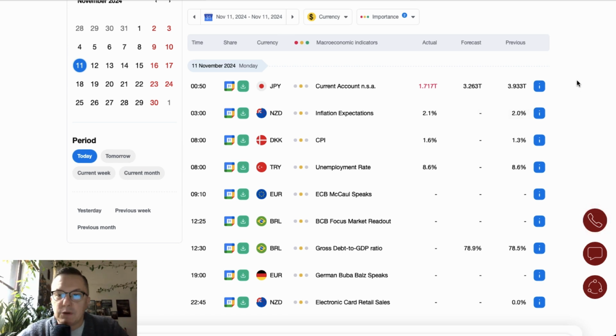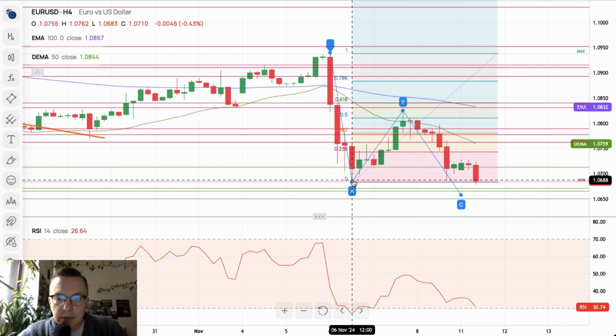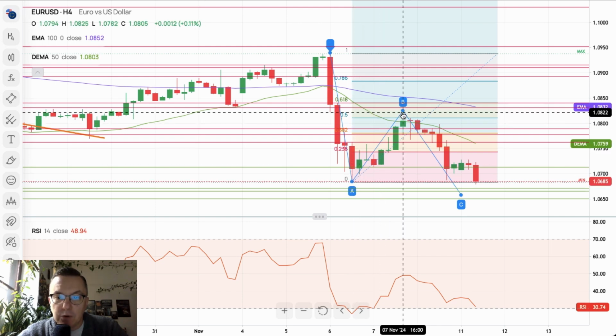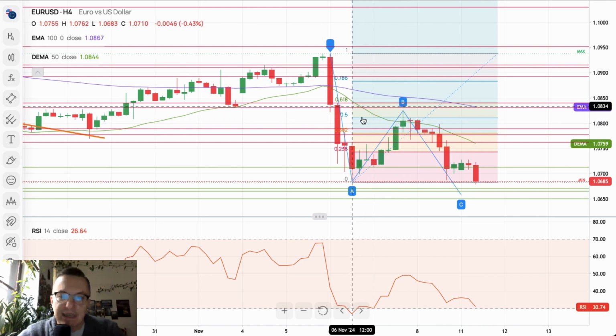We'll start as usual with euro dollar. 4-hour chart of the euro dollar. Since the low of 1.0683, we got the low of the wave A, of course. Then we have a high for the wave B, 1.0825. We will trace just over 50% of the last wave down, wave A.